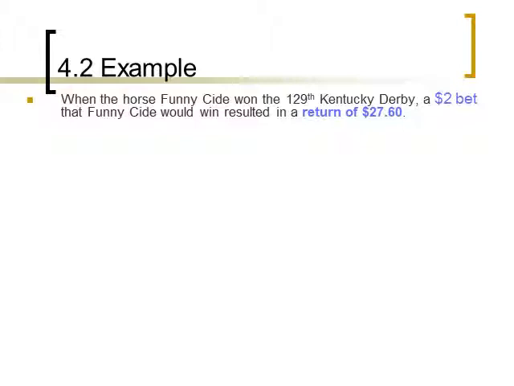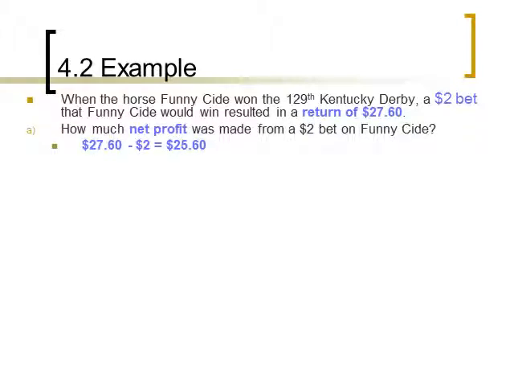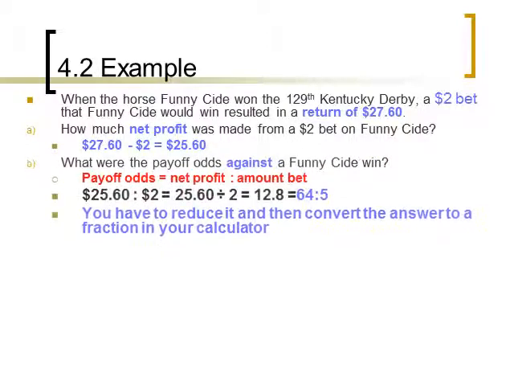When the horse Funnyside won the 129th Kentucky Derby, a $2 bet that Funnyside would win resulted in a return of $27.60. So how much net profit was made from a $2 bet on Funnyside? Well, we got a return of $27.60, so let's subtract our $2 bet. And we get $25.60, and that would be our net profit, which is profit over and above what we bet.